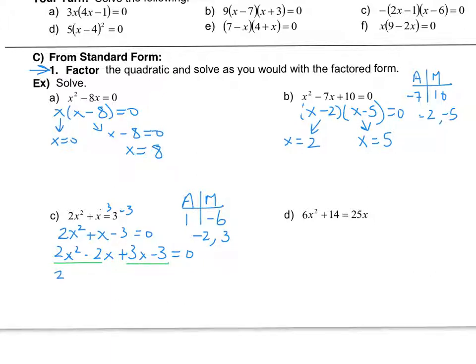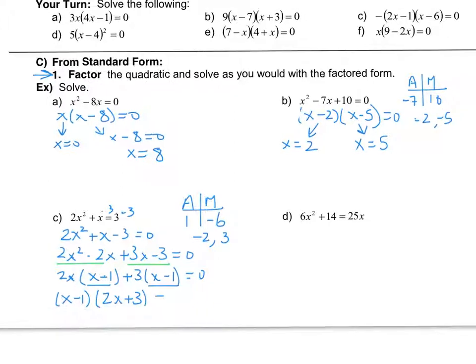I pair them up for common factors. The first pair has a 2x in common, leaving me with an x minus 1. The second pair has a plus 3 in common, leaving an x minus 1. That cooks it up so we have an x minus 1 in common to both, and then we have a 2x plus 3, and that has to equal 0.